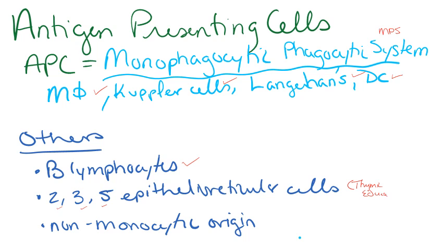Others include B lymphocytes and epithelial reticular cells, which are really responsible for our thymic education. What that means is when T cells go there, they're going to encounter these epithelial reticular cells, which will cause them to mature. And then we also have our other classification for these two, which are going to be our non-monocytic origins.